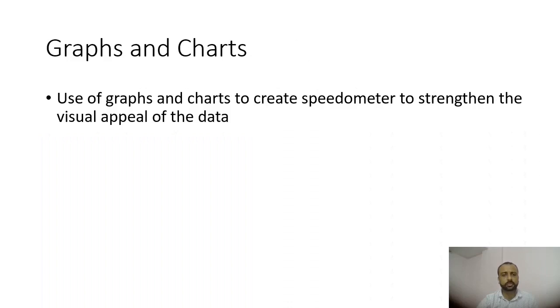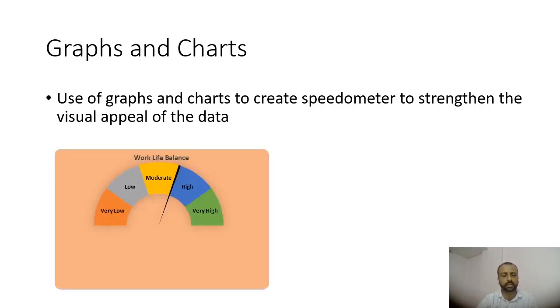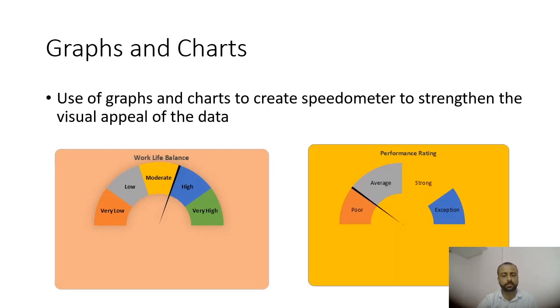Similarly, if you want to know about some sensitive information with respect to an employee or a department, you may use different graphs and charts. In this small diagram, I've shown two speedometers: one for work-life balance and another for performance rating. These speedometers can be designed using a simple donut chart in another 10 minutes. Considering the time constraint, I may not be able to explain how we create them, but they are so easy and they add a lot of aesthetic value to the data and the presentation.